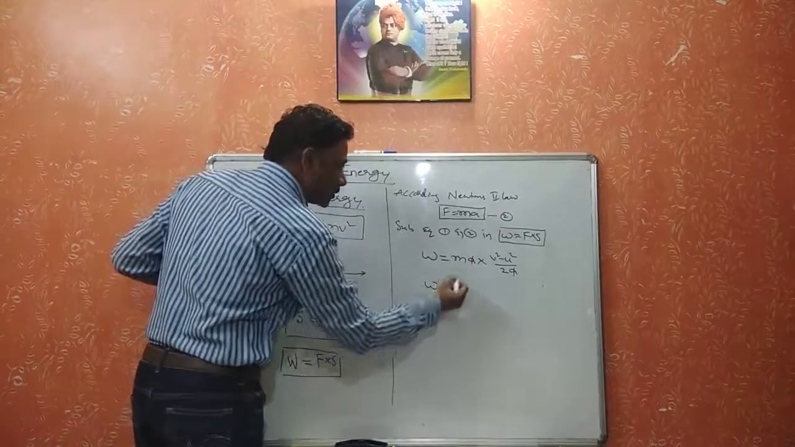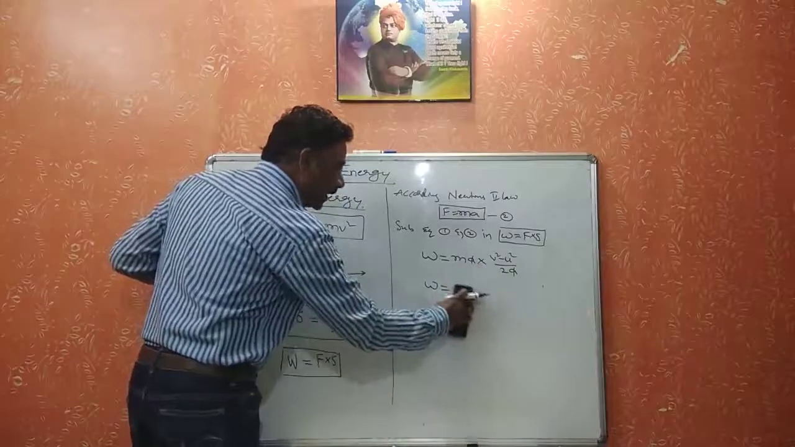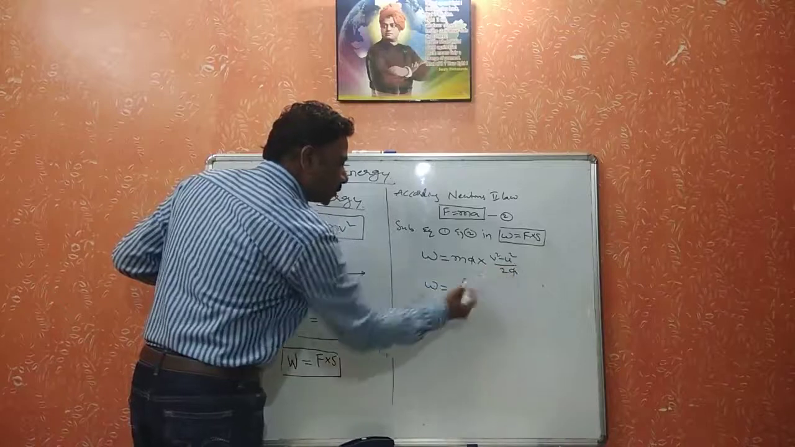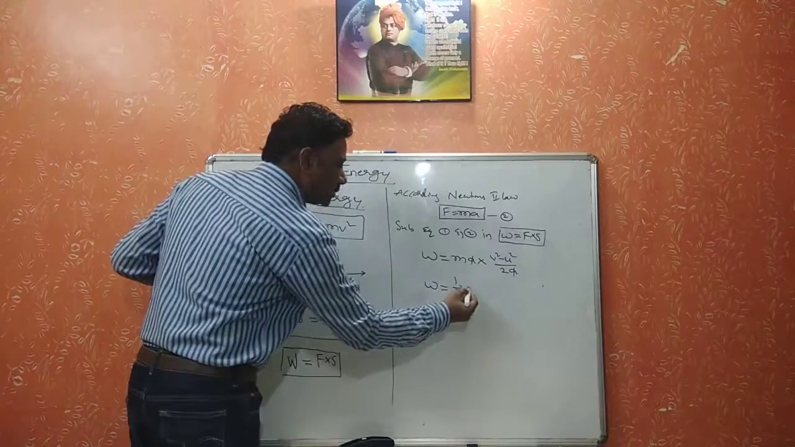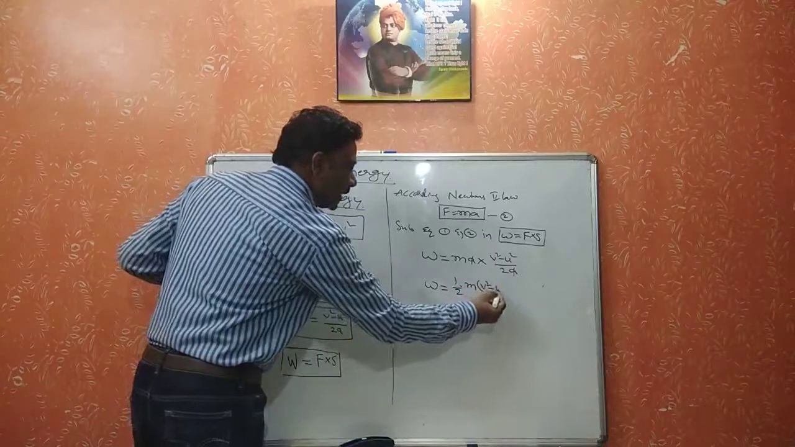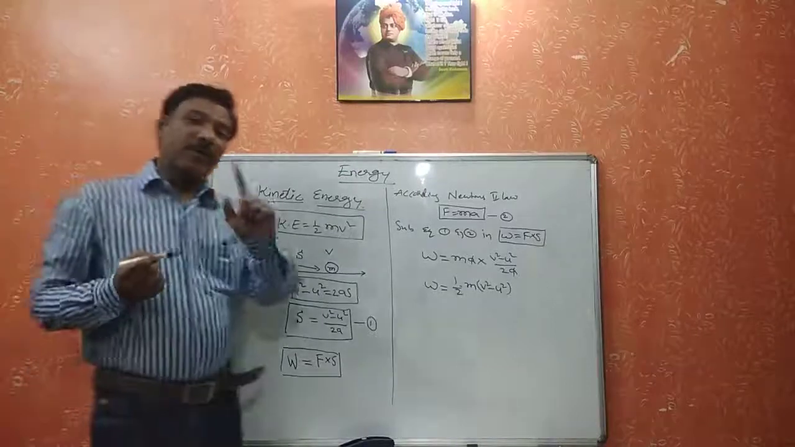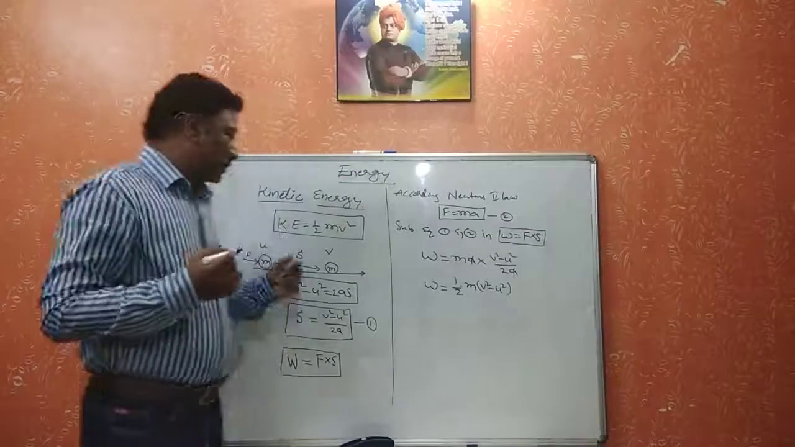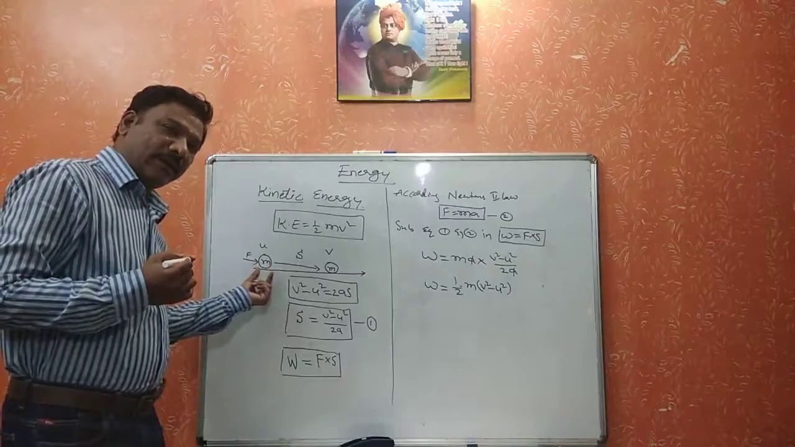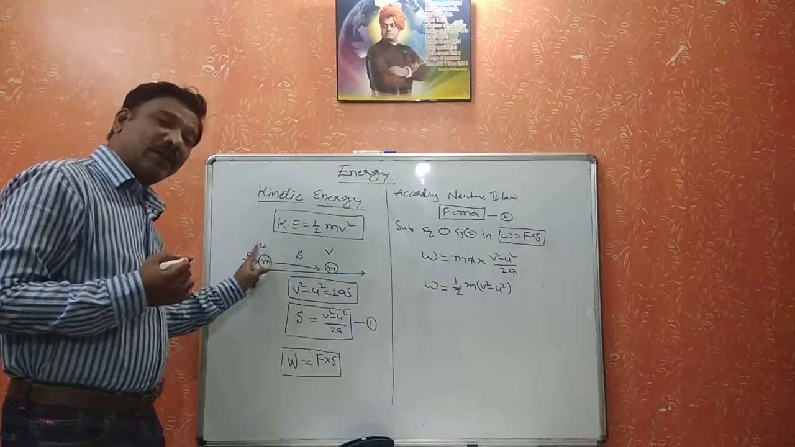W = m into (v² - u²)/2. That I am writing as W = 1/2 × m × (v² - u²). But here in the beginning itself we have given one condition. What is that? The object is at rest position. At that time we are taking the initial velocity as u.